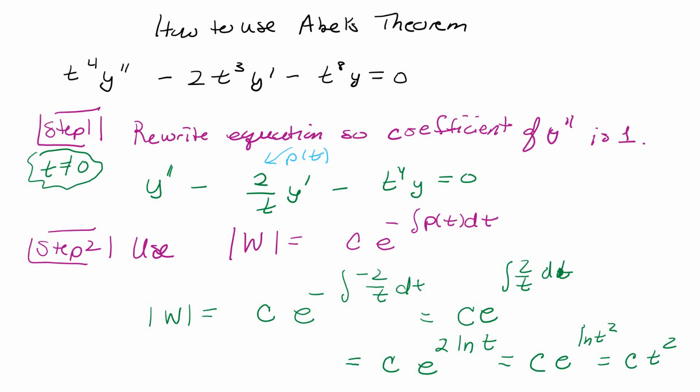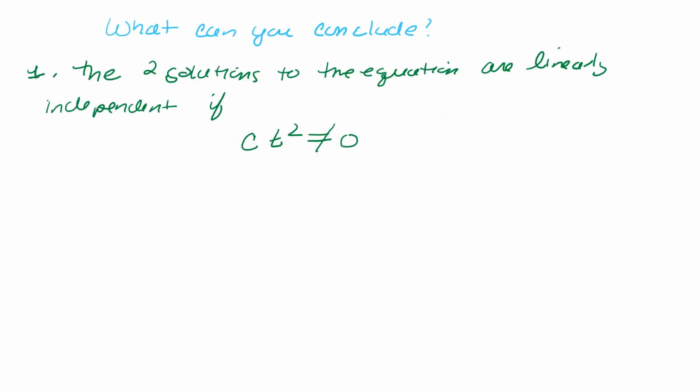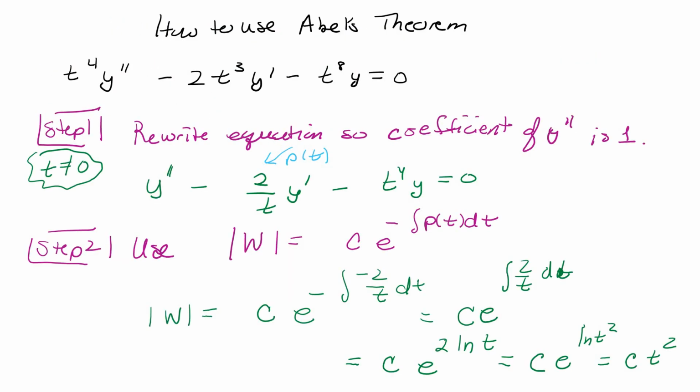t is 0. I assume t is not 0 to begin with, so t is 0 is bad. Anything else that could cause this Wronskian determinant to be 0? If c is 0. So if you have some kind of initial condition or something that drives that c to be 0, you're not going to be guaranteed independent solutions. I'll wait till you catch up.